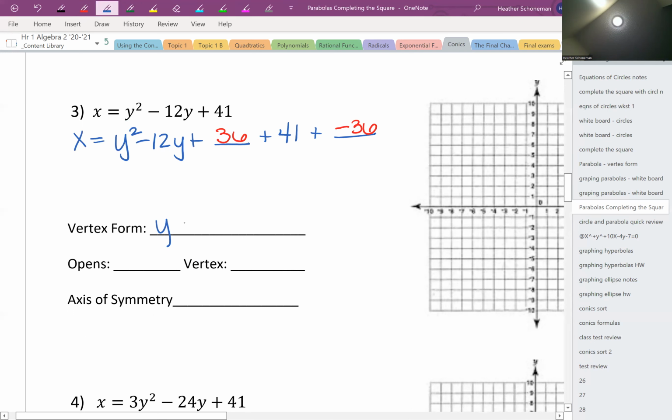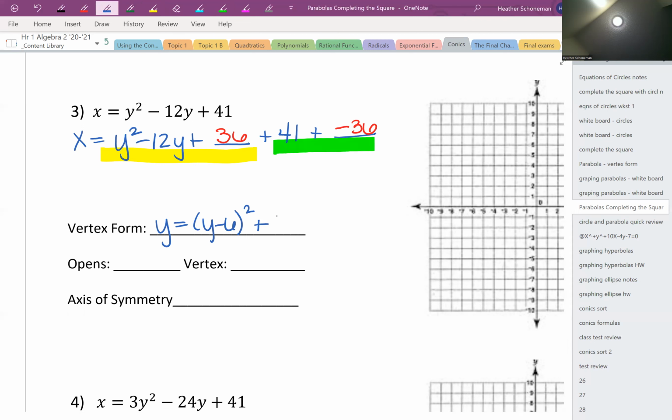So in vertex form, I'm going to get x equals, I'm going to factor this part right here. So that's going to give me y minus 6 squared plus, and then over here, I'm going to add the two numbers. 41 and negative 36 gives me 5. Oops, I put y equals, and it should be x. I apologize. So my equation is x equals, and if it's x equals a positive, then I know it's going to open to the right. Now this time in the parentheses, it's a y, so that's going to control the y of my vertex. So it's positive 6. That means the 5 has to be the x.